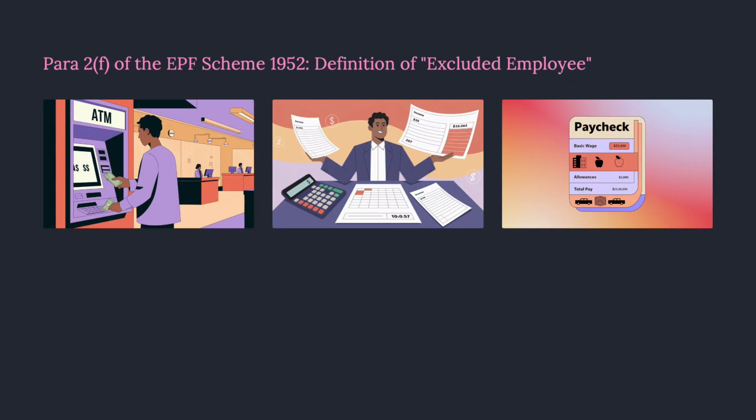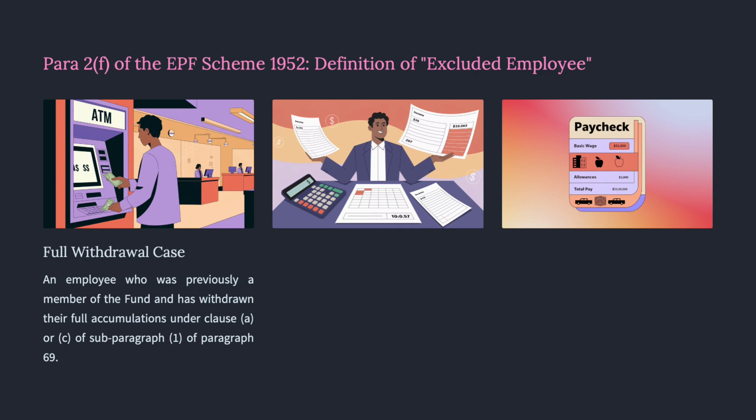Para 2(f) of the EPF Scheme, 1952, definition of excluded employee. Full withdrawal case: an employee who was previously a member of the fund and has withdrawn their full accumulations under Clause A or C of subparagraph 1 of paragraph 69.